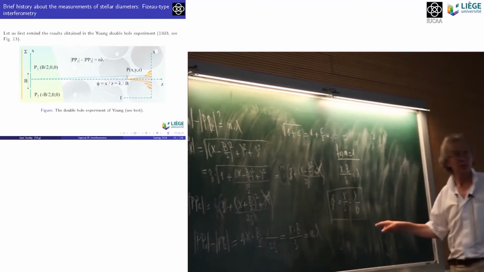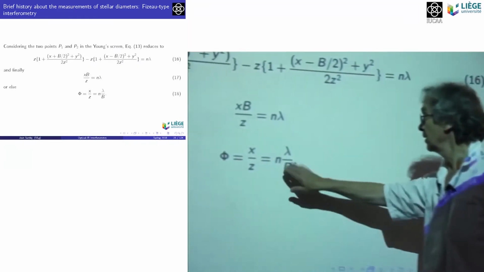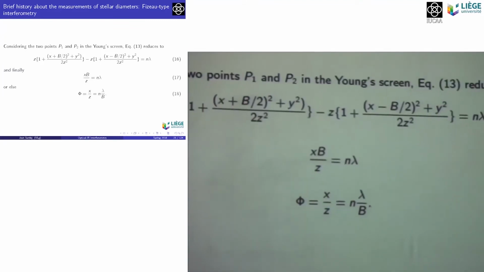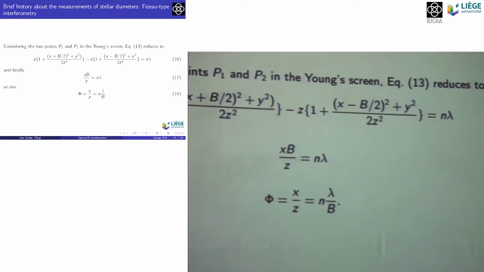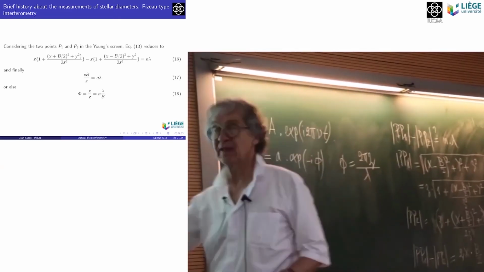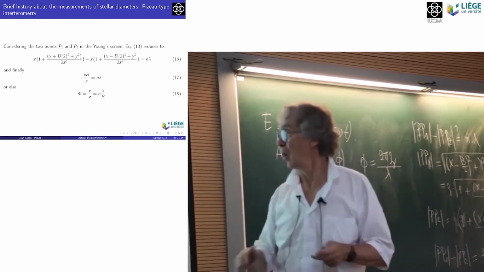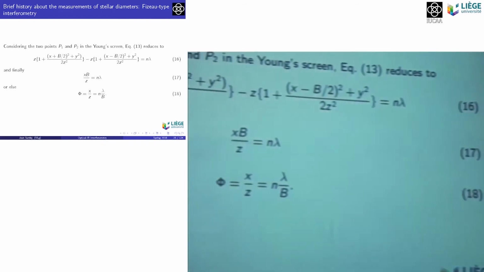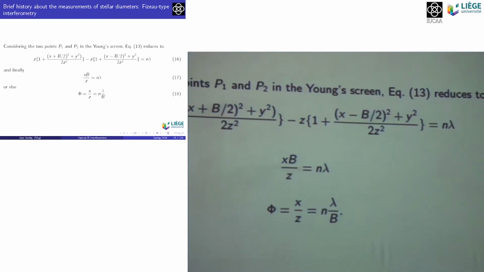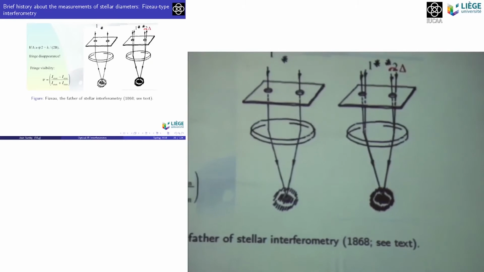Phi is equal to lambda over b. So phi is equal to x over z, and for n equal 1, it's lambda over b. So this gives you a resolving power, of course. The smaller the wavelength, or the larger the distance between the two holes, the closer will be the distance between two consecutive maxima.